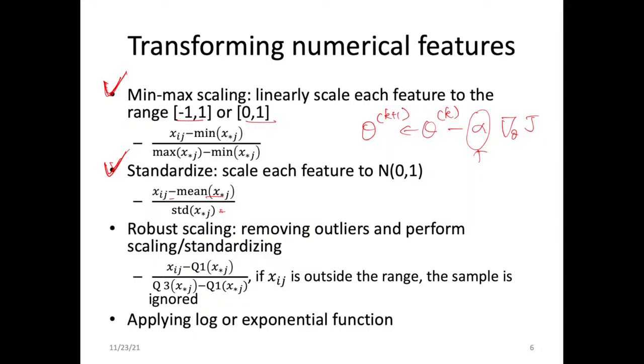Or if you believe that you have some outlier values for a certain feature, you could use this robust scaling. You subtract Q1 and divide by Q3 minus Q1. So if you have a couple of outlier values, that wouldn't influence the denominator. Or sometimes you need to compute the log or exponential of your feature, and that will make your features more or less like a Gaussian distribution.